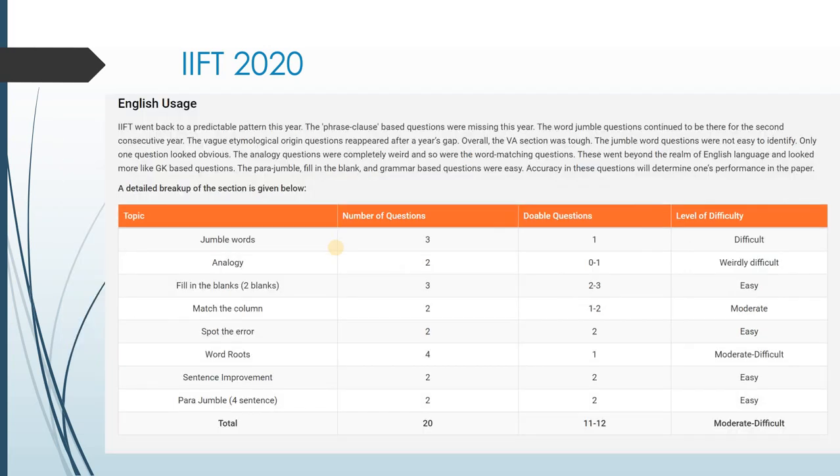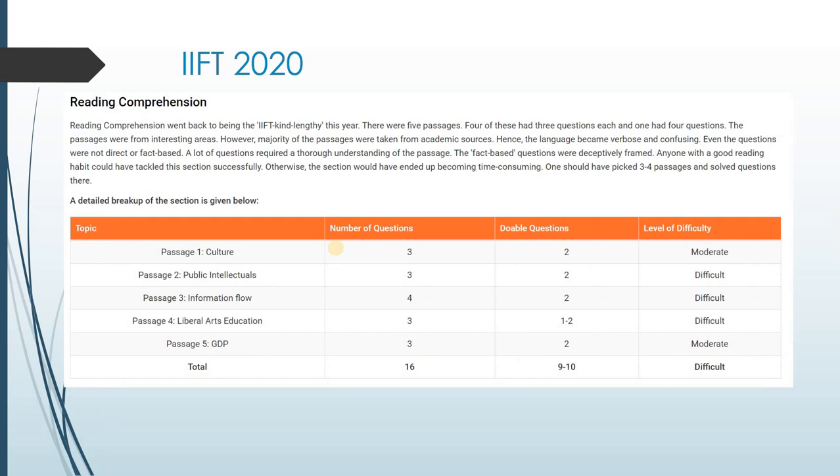Now in English, you can see the kind of topics that were asked, and doable questions. You can expect a similar pattern this year as well. Pause and take a look at these. In RC again, there were 1, 2, 3, 4, 5 RCs. Number of questions, doable questions.